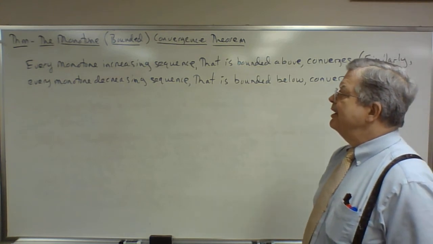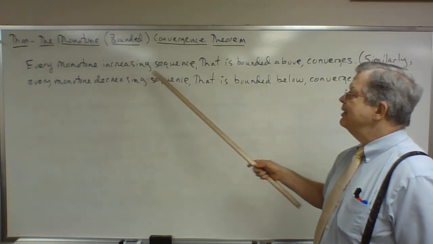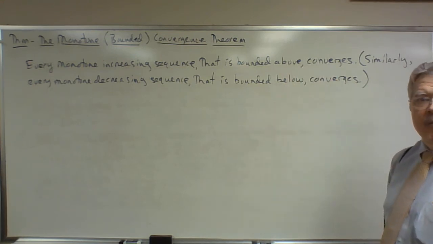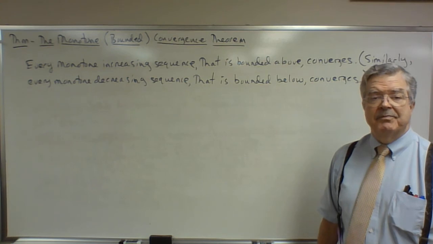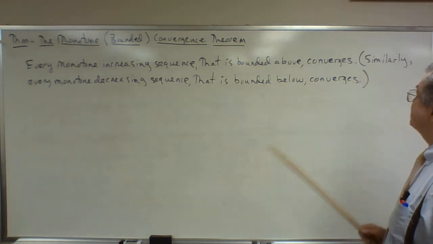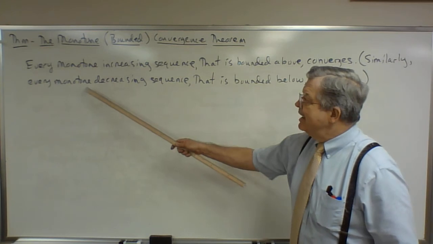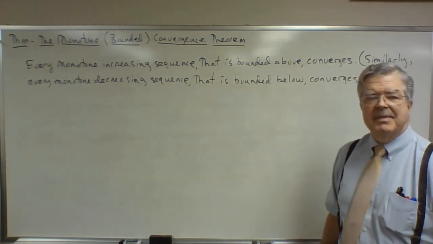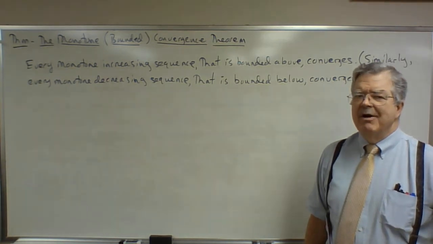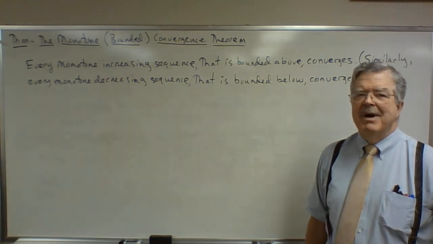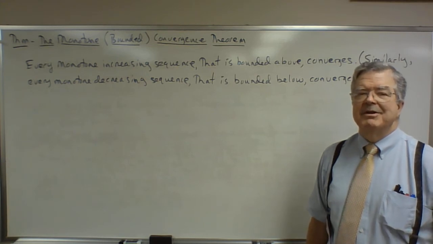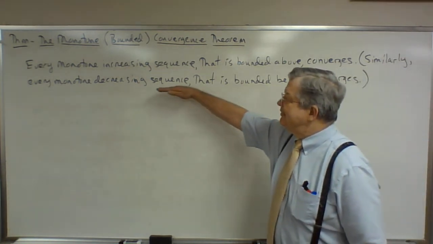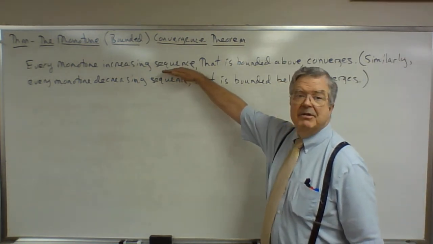So it's called the bounded convergence theorem or the monotone convergence theorem. And the statement of the theorem is this. Every monotone increasing sequence that is bounded above converges. That's the statement of the theorem. Now, it's also true that every monotone decreasing sequence that is bounded below converges. It's not part of the statement of the monotone convergence theorem or the bounded convergence theorem, but essentially, we establish this fact the same way.